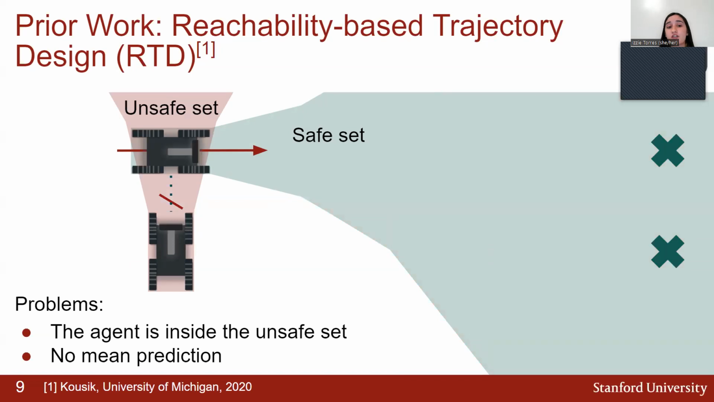You can consider another case where the agent is inside the unsafe set, and reachability-based trajectory design doesn't really prescribe how to move out of that unsafe set in a way that reduces the probability of collision, now that collision is absolutely possible. There's no way to 100% avoid it.